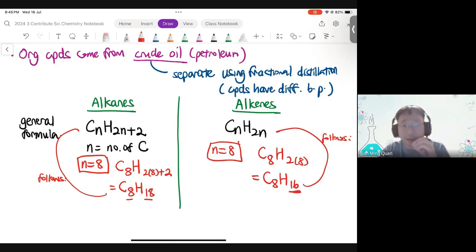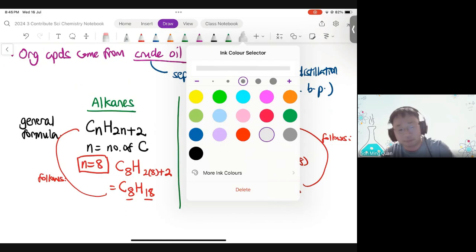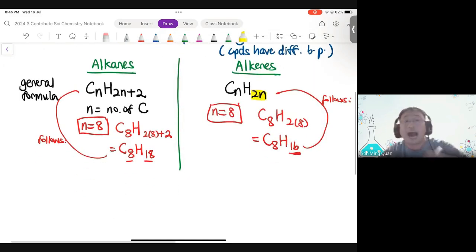So very commonly in MCQs, they will also ask you, which of the following is an alkene? Alkene is CnH2n, meaning the hydrogen is twice that of the carbon. So if it's CnH2n, C8H16 is an alkene. All right. Other examples could include C2H4, C3H6, C4H8. If the hydrogen is double that of the carbon, then that's an alkene. Okay. Now, so that's it for general formula.